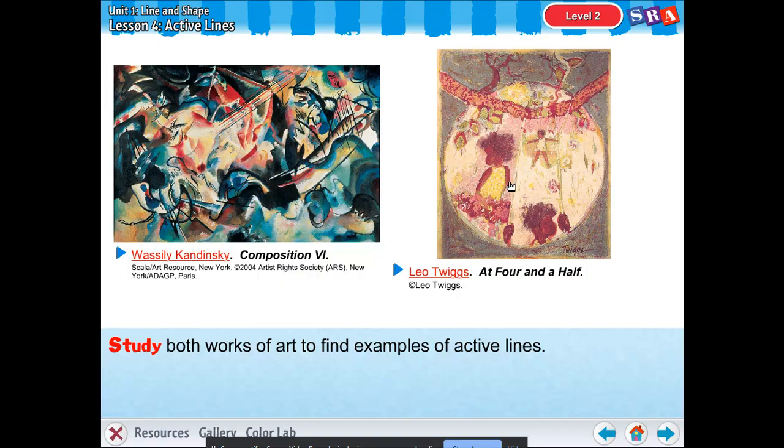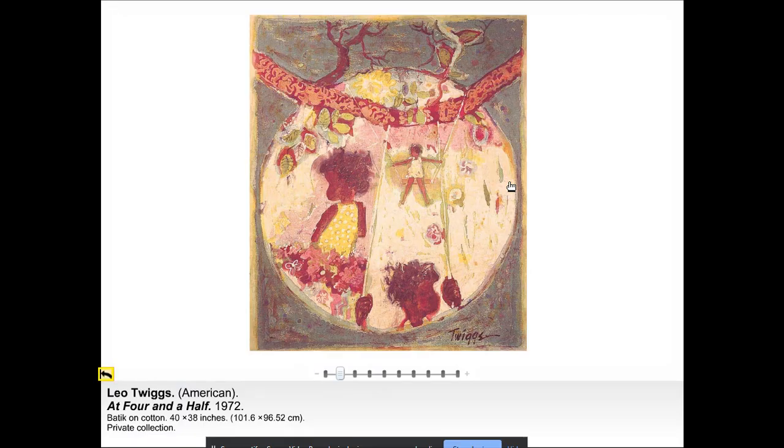And let's look at the other one. Leo Twiggs is an American artist. This is 4.5, 1972. I see curved lines in the branches. Okay. And this is a curved line, a circle. These lines right here on the swing, they're not just going straight down, they're diagonal. Kind of makes it look like it's moving. Also, here's diagonal and diagonal. And then I see lots of curved lines like in the leaves and the roundness of it. Okay.